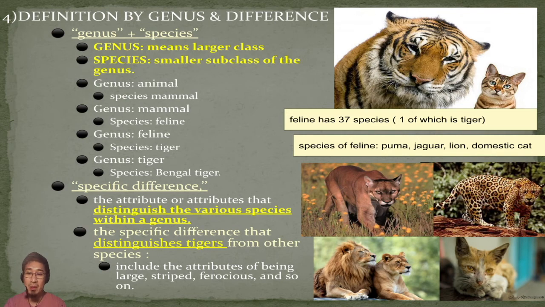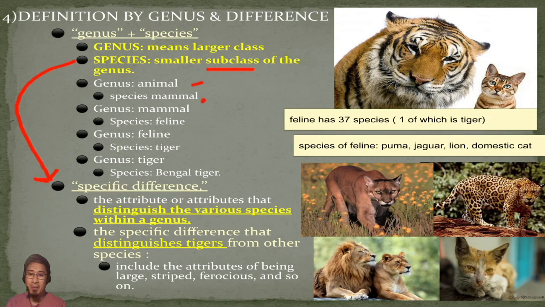Genus means larger class and species means smaller subclass. So meron tayong subclass na tinutukoy dito. Pero with the species, we try to provide the specific difference. Okay, yun yung pinagkaiba ng genus and difference with subclass. Example: ang genus is a general idea. So genus is an animal. Pag smaller or specific idea of the animal, species, mammal.